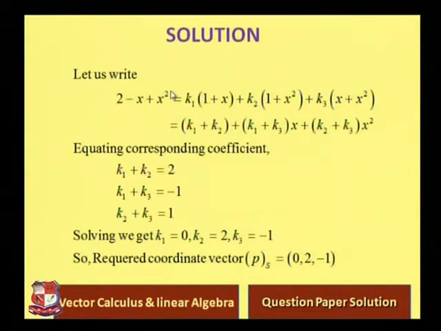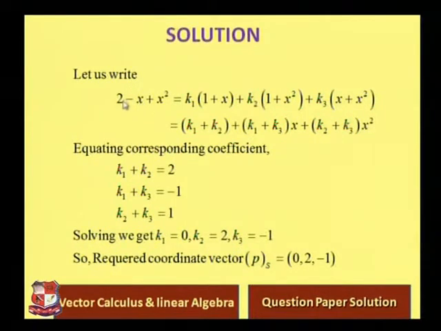So we write in this form, means p equal to k1 p1 plus k2 p2 plus k3 p3. Now multiply k1 and k2 inside the bracket, so we get the constant term k1 plus k2. Now the x coefficient is k1 plus k3 and the x square coefficient is k2 plus k3. Now compare both sides. Here 2 is the constant term, so k1 plus k2 is 2.